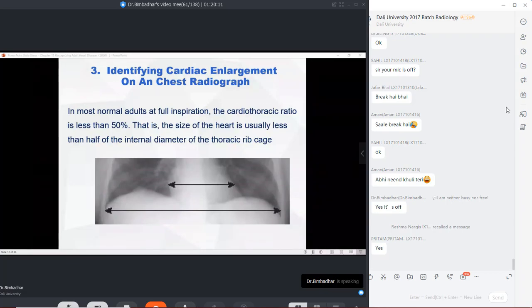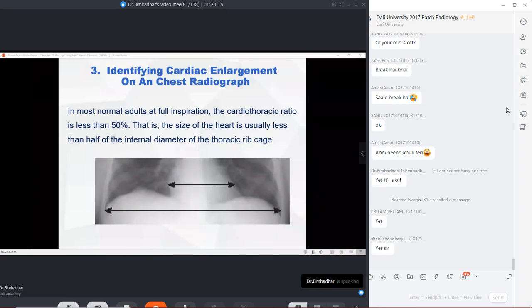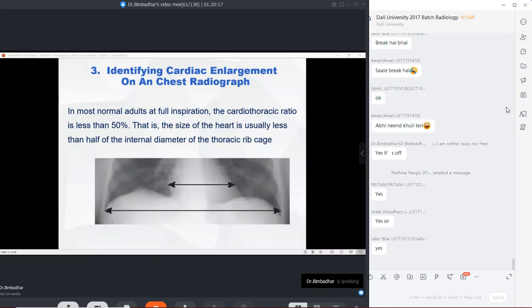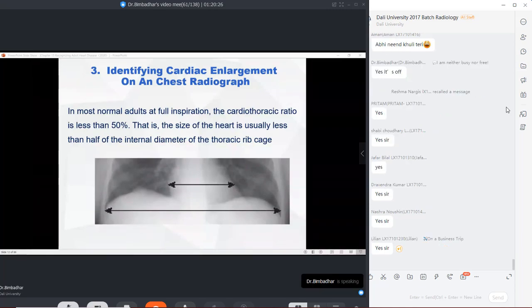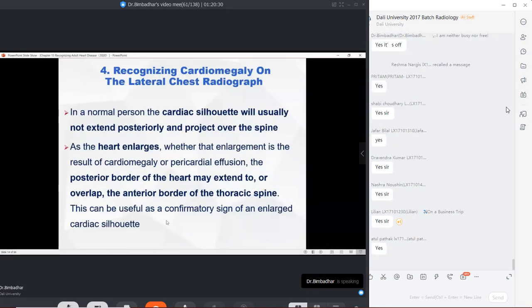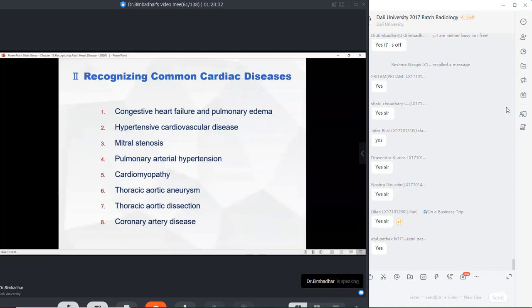If everybody is here, let's continue and complete this chapter. It's going to take a long time. Right, okay. So we are going to start with the conditions of the heart. We are going to learn about one condition after another, okay? Please pay a little concentration. It might be confusing, but it is not difficult.